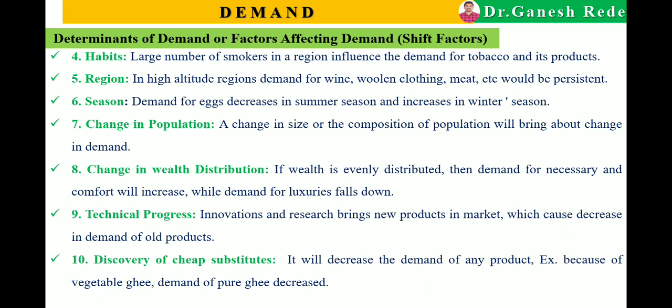And last, discovery of cheap substitutes. Because of innovation, research and technical progress, we find new products which have a very low price or which have the same quality. That is the discovery of cheap substitutes. So it will decrease the demand of any product. Suppose for example, because of vegetable ghee, demand for pure ghee decreases. Okay, so these are the determinants of demand or factors affecting demand.